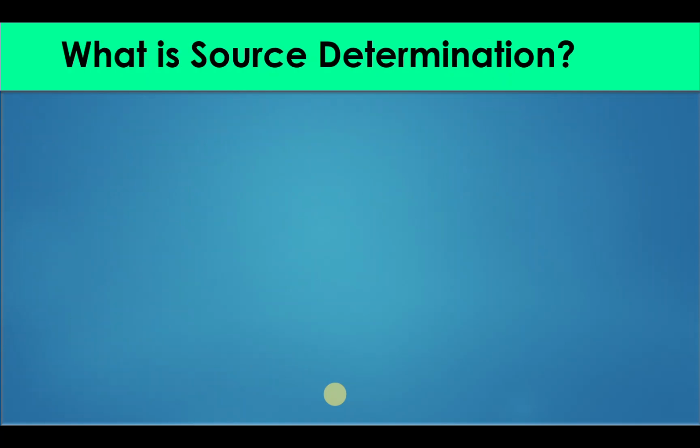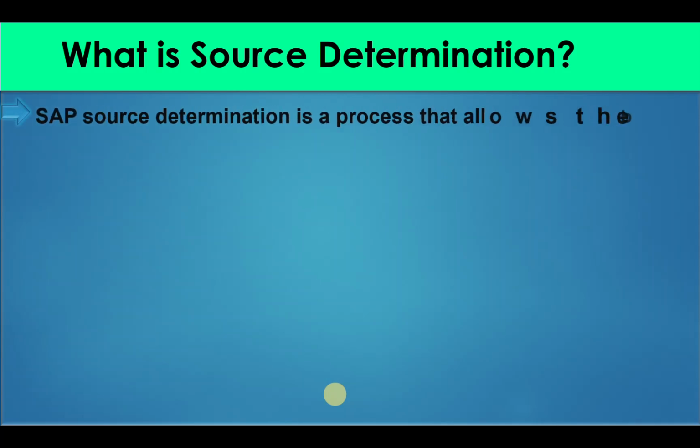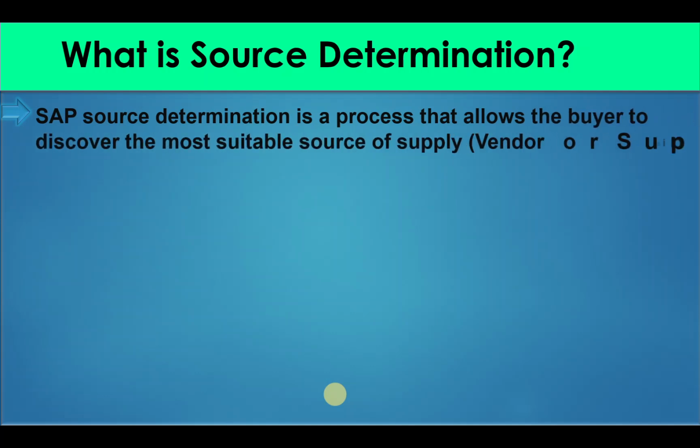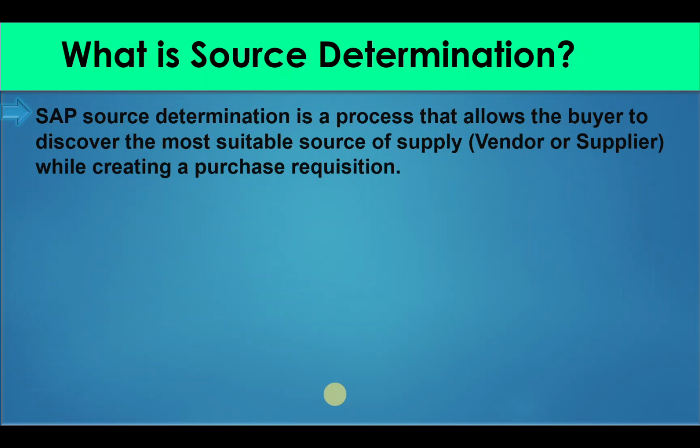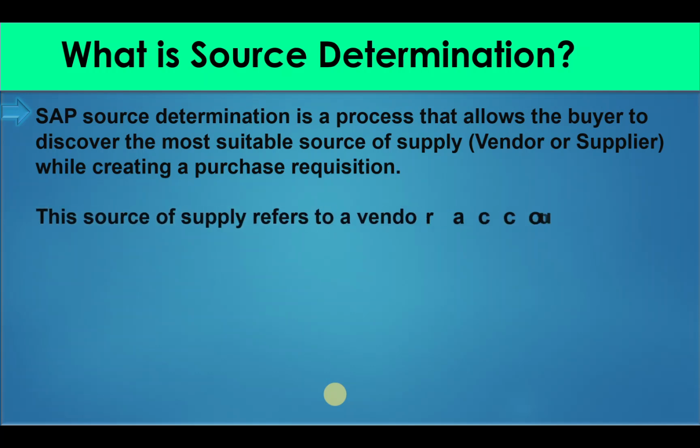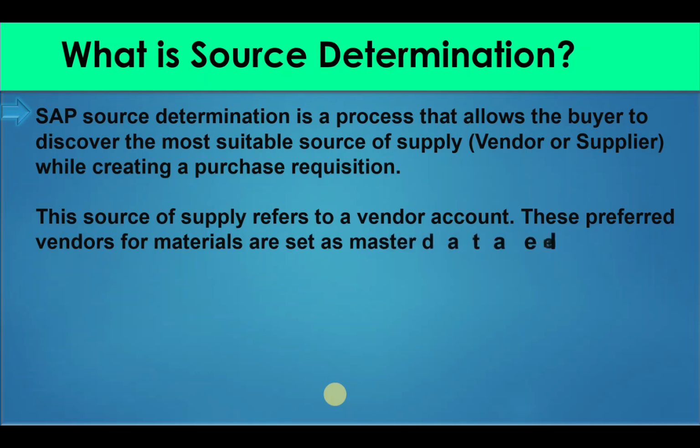Then what is source determination? SAP source determination is a process that allows the buyer, who is processing that particular purchase requisition or request to procure some material, to discover or identify the most appropriate vendor or supplier while creating a purchase requisition. This source of supply refers to a vendor account. These preferred vendors of a material are set as a master data element, and that is called source list.